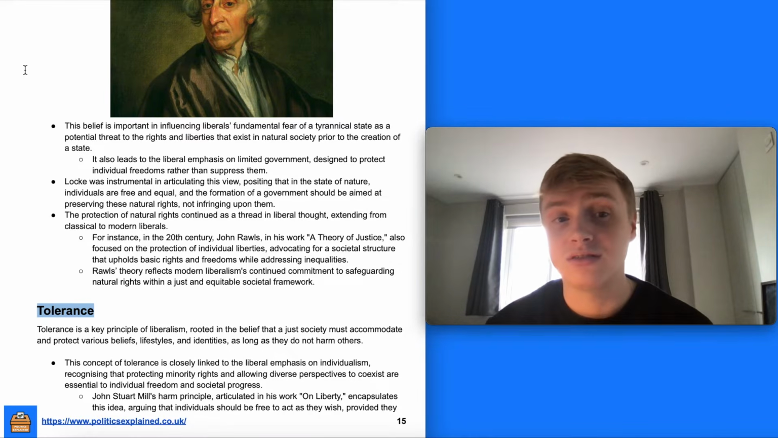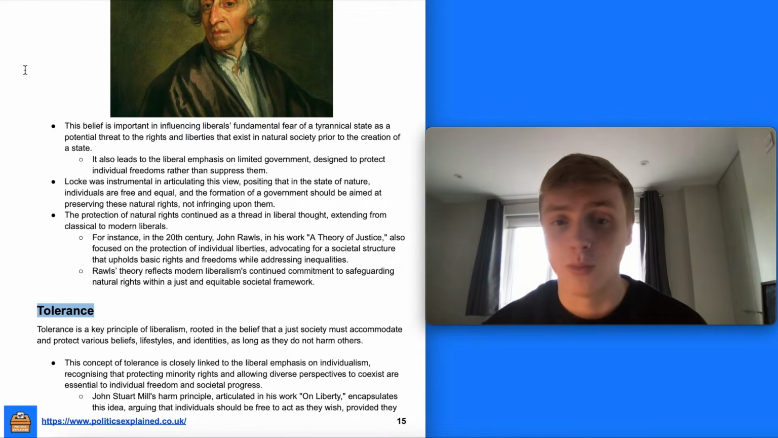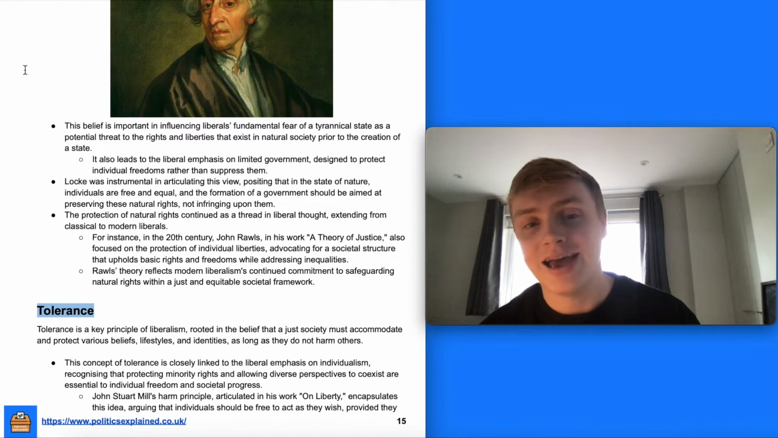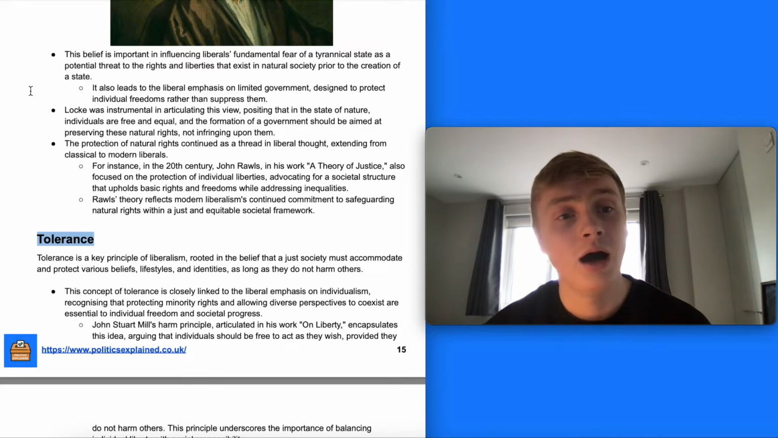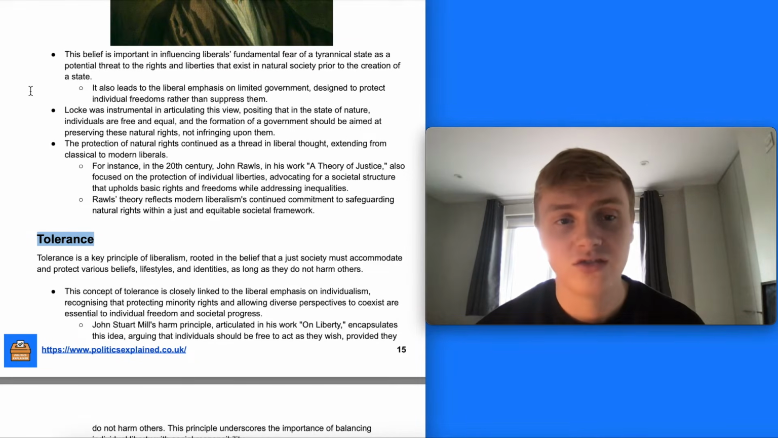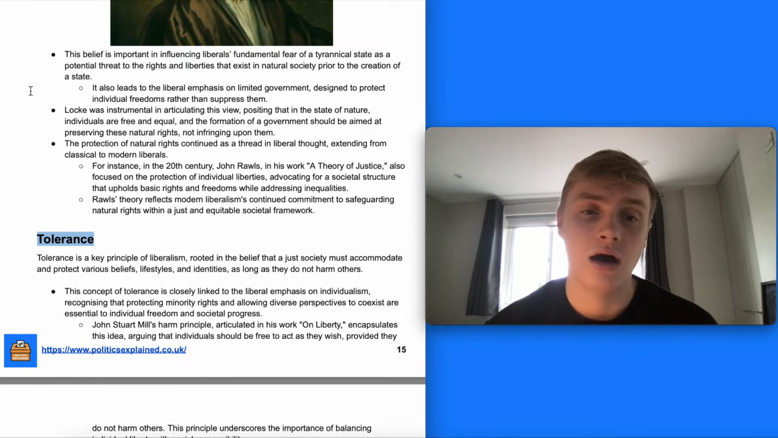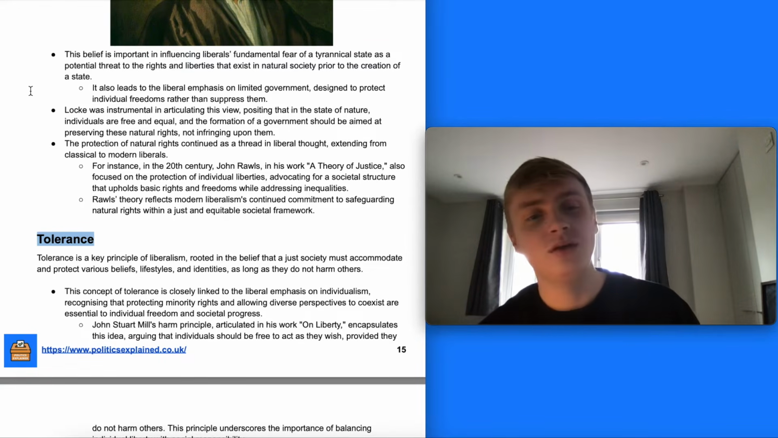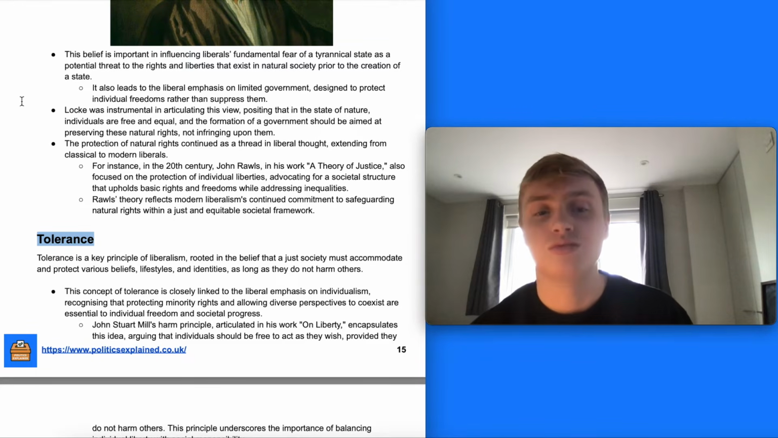So Locke was really instrumental in articulating this view, arguing that in the state of nature, individuals are free and equal, and that the formation of government should be aimed at maintaining and preserving these natural rights rather than infringing upon them. And this continued in modern liberals as well. So John Rawls, in A Theory of Justice, also focused on the protection of individual liberties, advocating for a societal structure that upholds basic rights and freedoms whilst addressing inequalities. So he continues to believe in this protection of natural rights, but within a just and equitable societal framework.